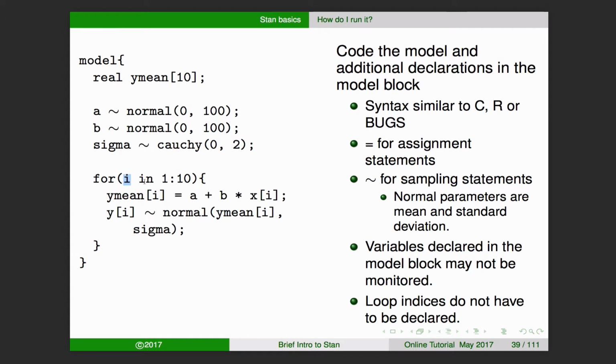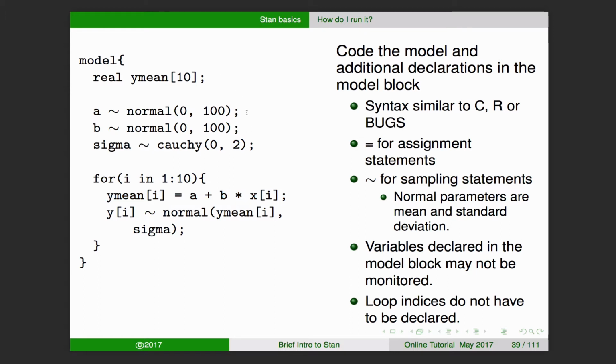It's understood that whatever you specify for an index here will be an integer. And here you can see the calculations. Here I've got my calculation for the ith value of y mean. It's just a plus b times xi. So again, looking all very similar to something like R.